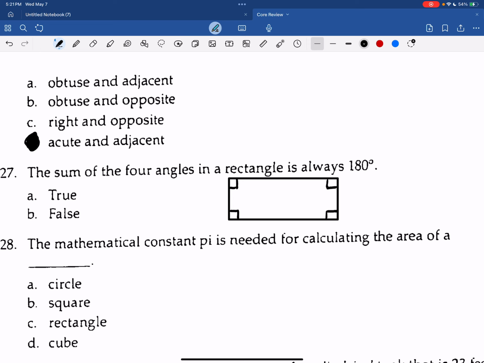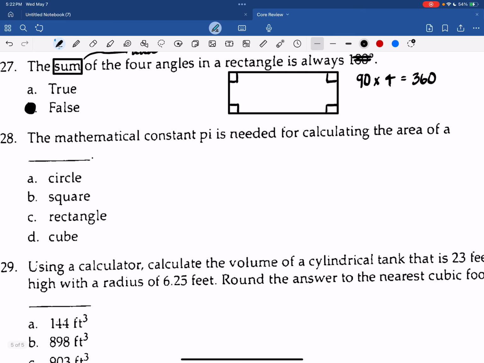It doesn't matter how big or small the rectangle is, it will always have 90 times 4, and that is 360. So this statement is false. The sum of the four angles in a rectangle is always 360. You have to know what this word means to know what we're talking about, though. Sum means when you add numbers, the sum is the answer. So if you add four angles in a rectangle, you will always get 360.